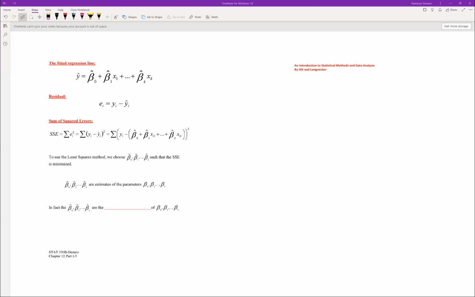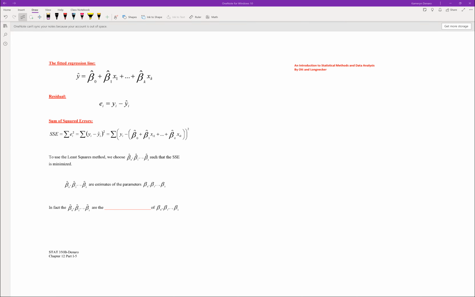All right, so we've talked briefly about multiple linear regression, how we have multiple x's for a single value of y, and we can write the fitted regression line as y hat equals beta 0 hat plus beta 1 hat x1 all the way down to beta k hat times xk.